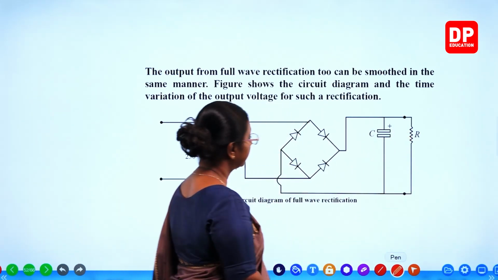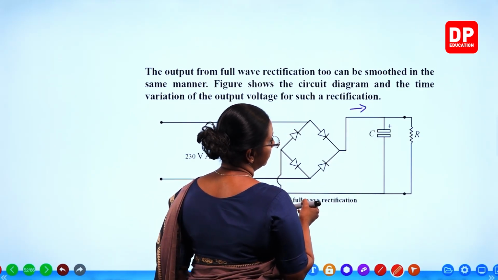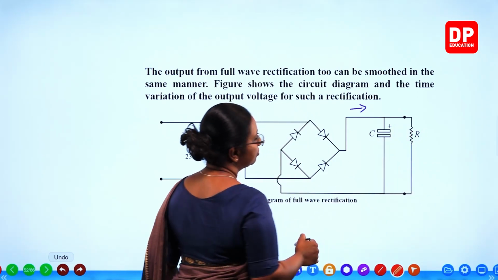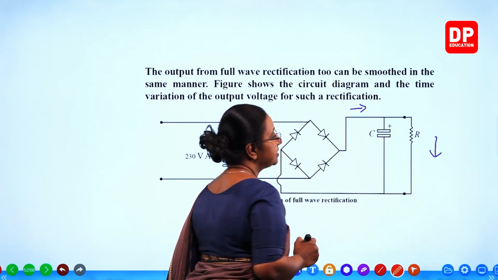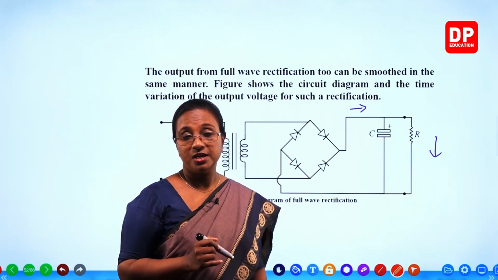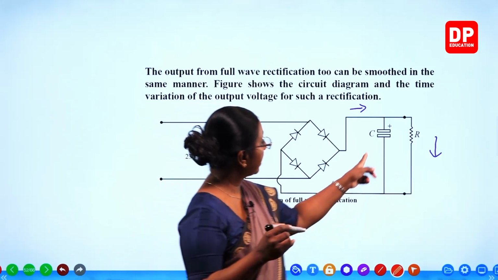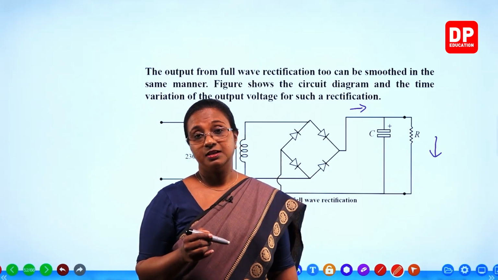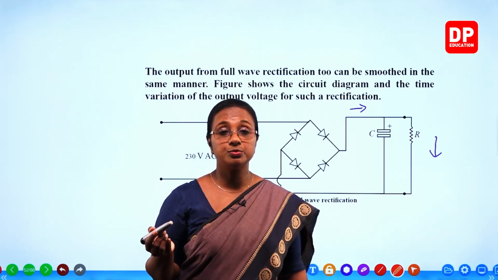So what will happen? Always current flows in this direction. So when current flows through this, current flows through the resistor in one direction. At the same time, the capacitor gets charged. But when the voltage drops to 0, the capacitor discharges the current. So then what will happen? The current will get smoothed.